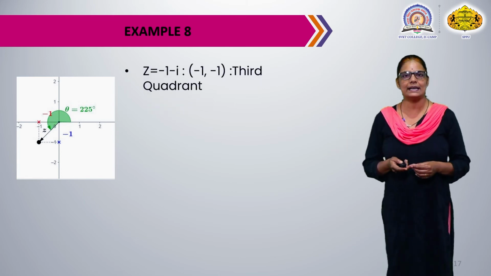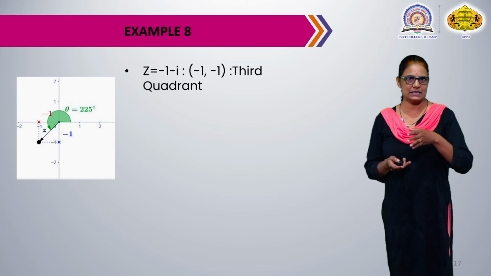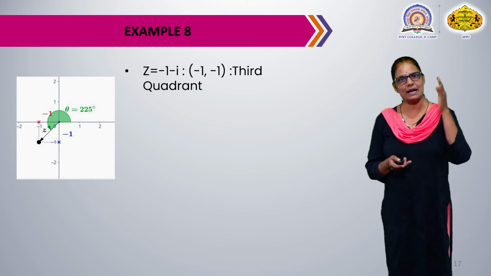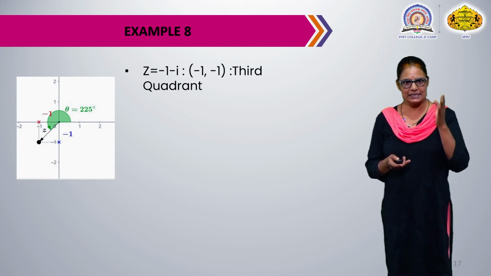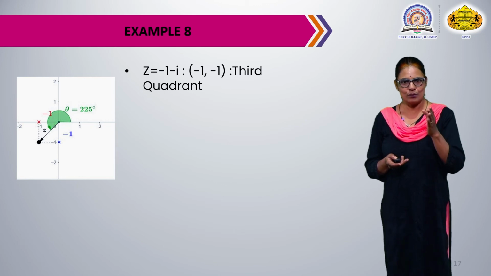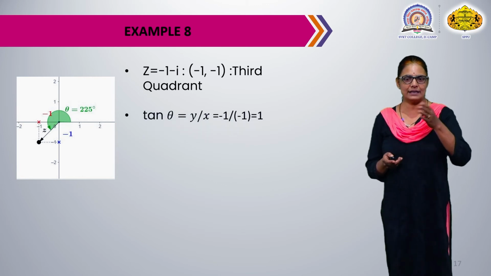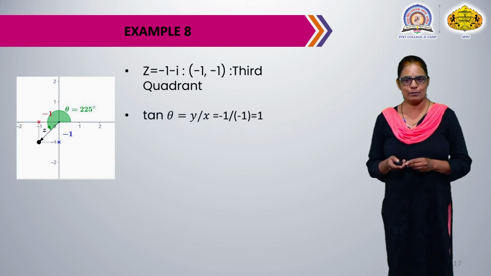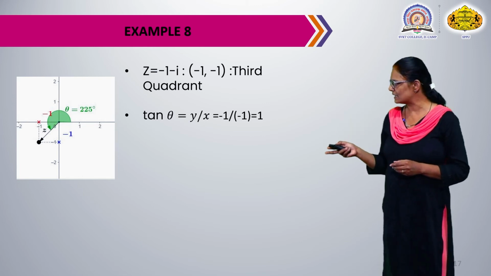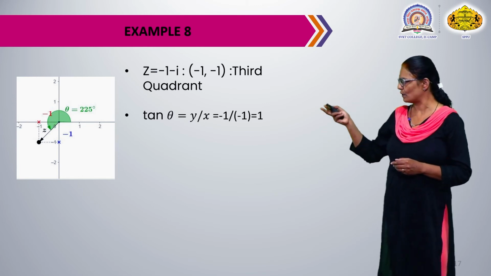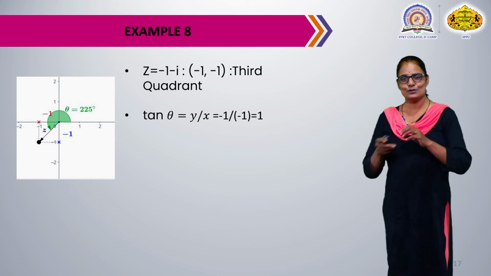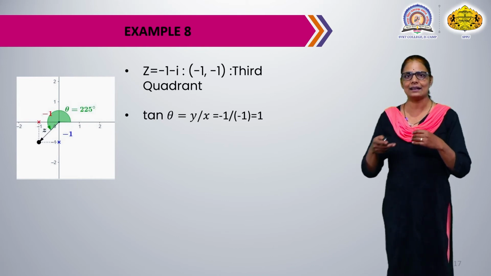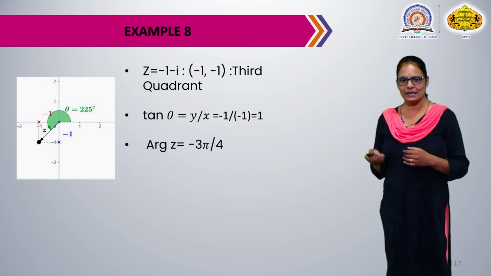So consider the point minus 1 minus i. The corresponding point is (minus 1, minus 1). This point is in the third quadrant. Here again we can find tan theta, which is y upon x. Put y is minus 1, x is minus 1, so the output is plus 1 here. If we directly write the angle, the answer is pi by 4.